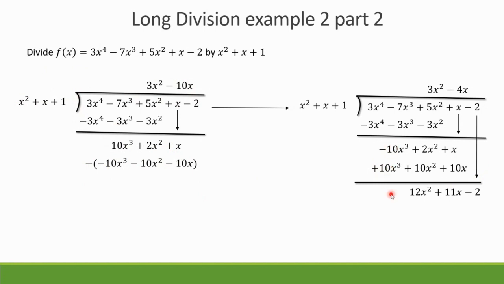Then we combine. These terms cancel. These terms, excuse me, they don't cancel. They give you 12x squared. x and 10x become 11x, right? And then the negative 2, excuse me, we bring down. So here we have this, and we repeat the process. The degree is 2, the same as the degree of the divisor. So we keep going.